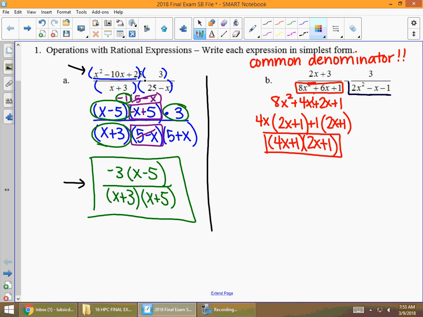All right, now let's work on 2x squared minus x minus 1. 2 times negative 1 is negative 2. Two numbers that multiply to negative 2 and add to negative 1 are negative 2 and positive 1.